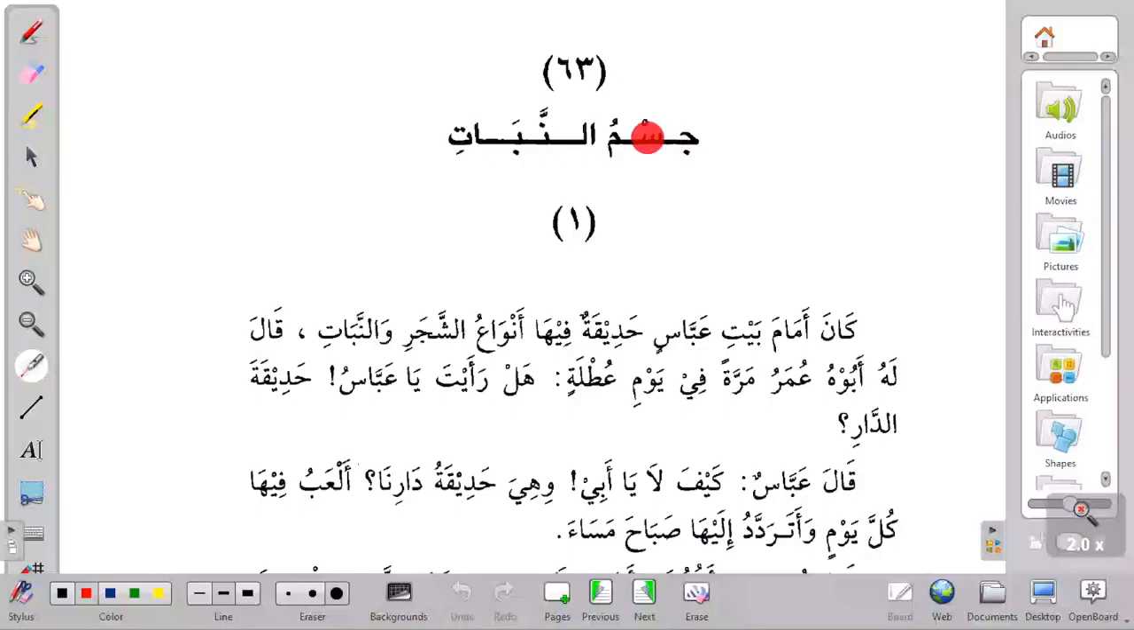Jismun actually means the body. And then we have Nabat, which is plant or crops. And if you can observe here, the topic is divided into two sessions. We are going to have part 1 and then part 2. So this one is part 1, as you can see in the brackets. So without wasting much time, let's just begin.